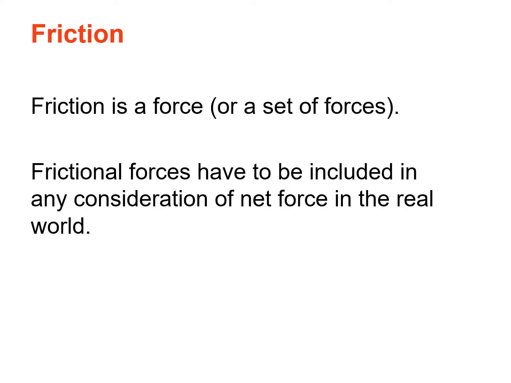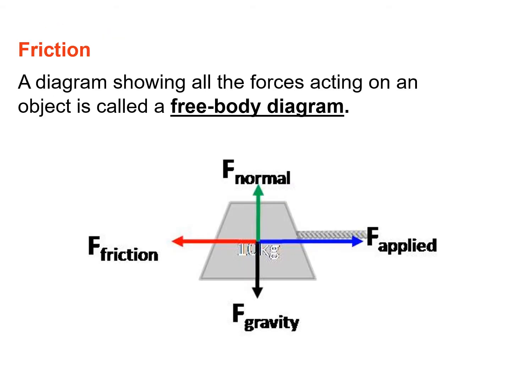So friction is a force, or really it's a set of forces, and because it's a force, if we consider all the forces acting on something, we have to consider friction. If we were drawing a vector diagram, we would have to draw an arrow representing friction, such as this diagram. Now, we call this a free body diagram. What that means is that it's just a representation, and it has vectors for all the forces at work.